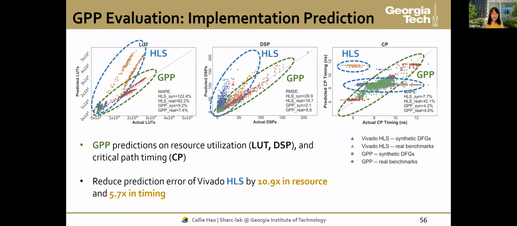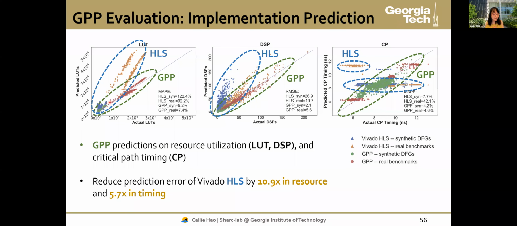And we can also see that GPP works very well, not only for this synthetic data, but also for this real case data. These green dots are synthetic data flow graphs, and these red dots are real benchmarks. We can see the training data, the synthetic data, only lies here, but the real benchmark data aligns here. So it really shows that GPP is able to generalize across different graphs and across different graph sizes. So I think this is very promising.